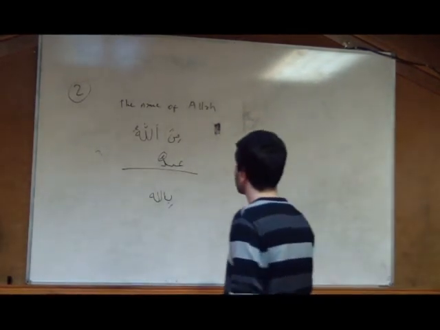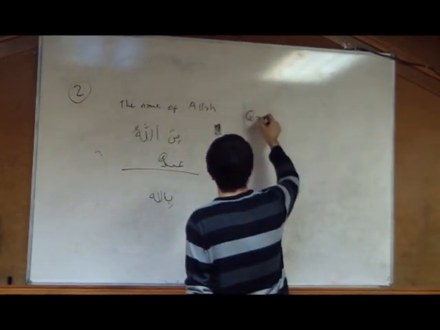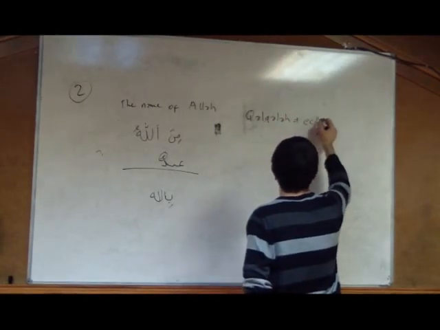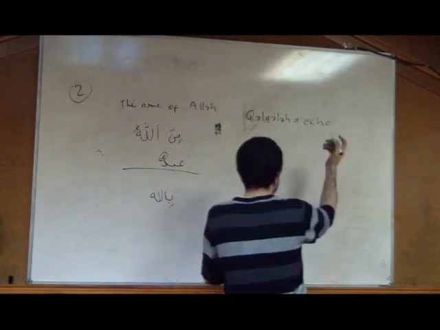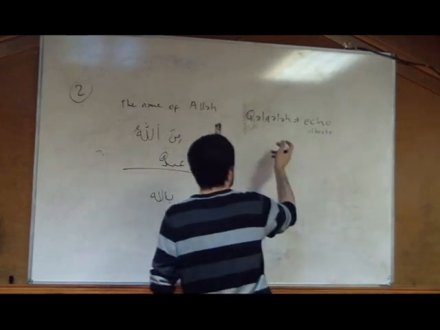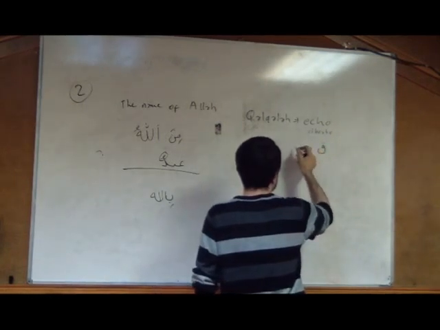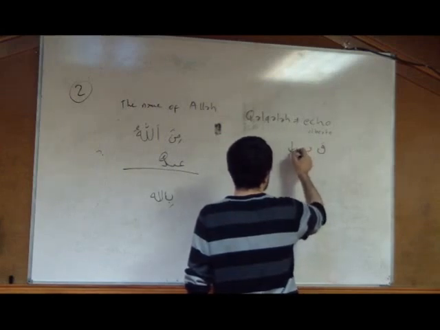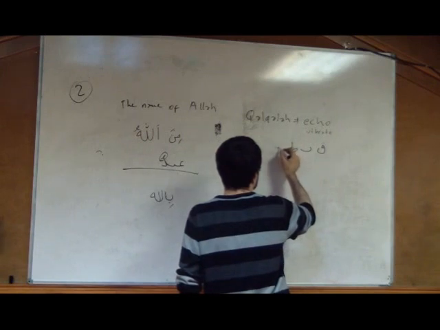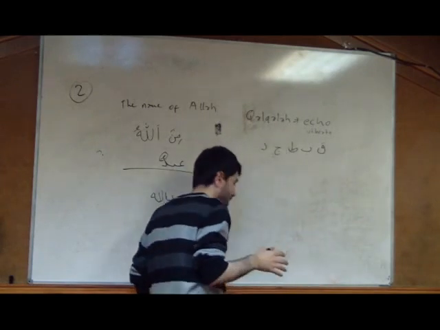There's also something called qalqala. It means echo, okay? Echoing or vibration. So what are the letters? Qaf, ta, ba, jim, dal. There are five in total. Okay, and then you have dal as well.